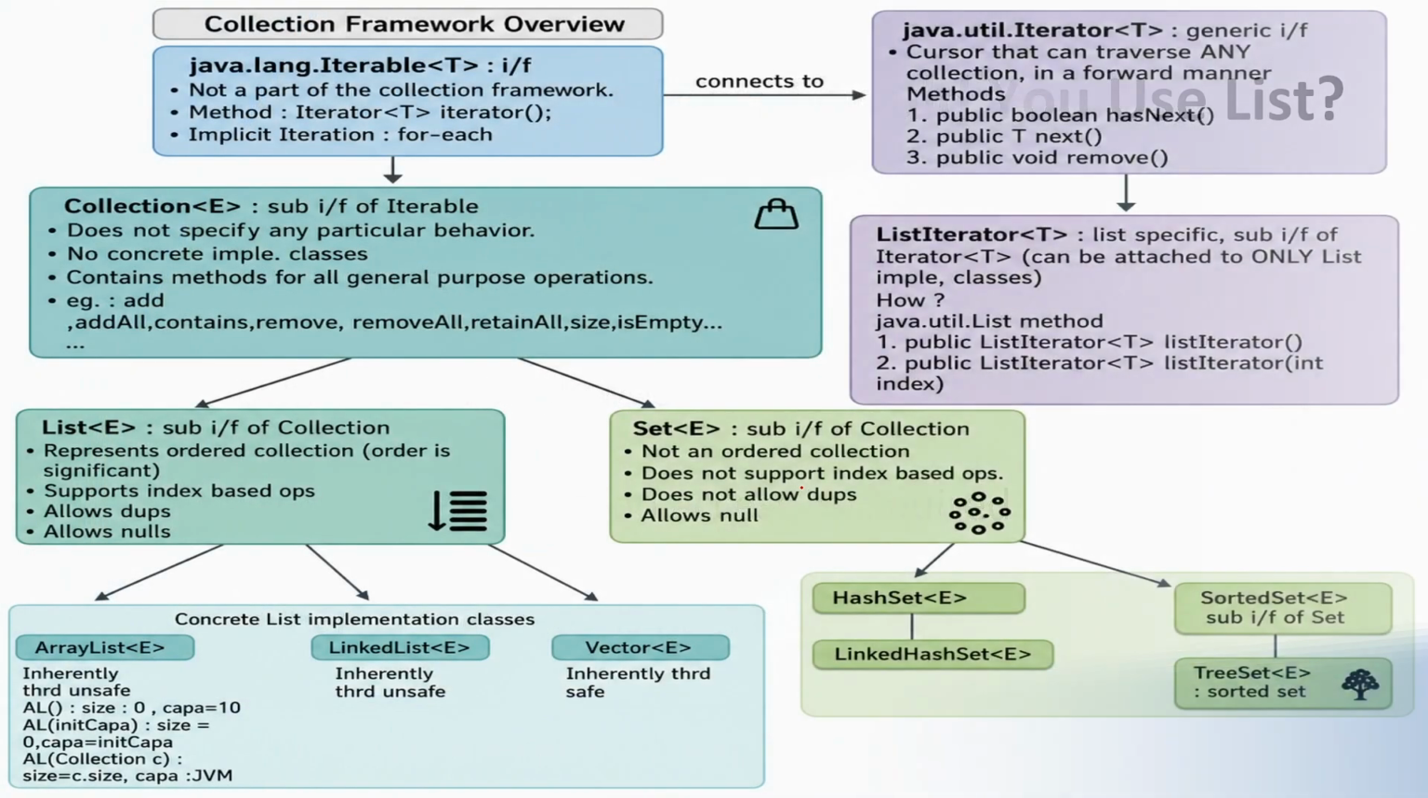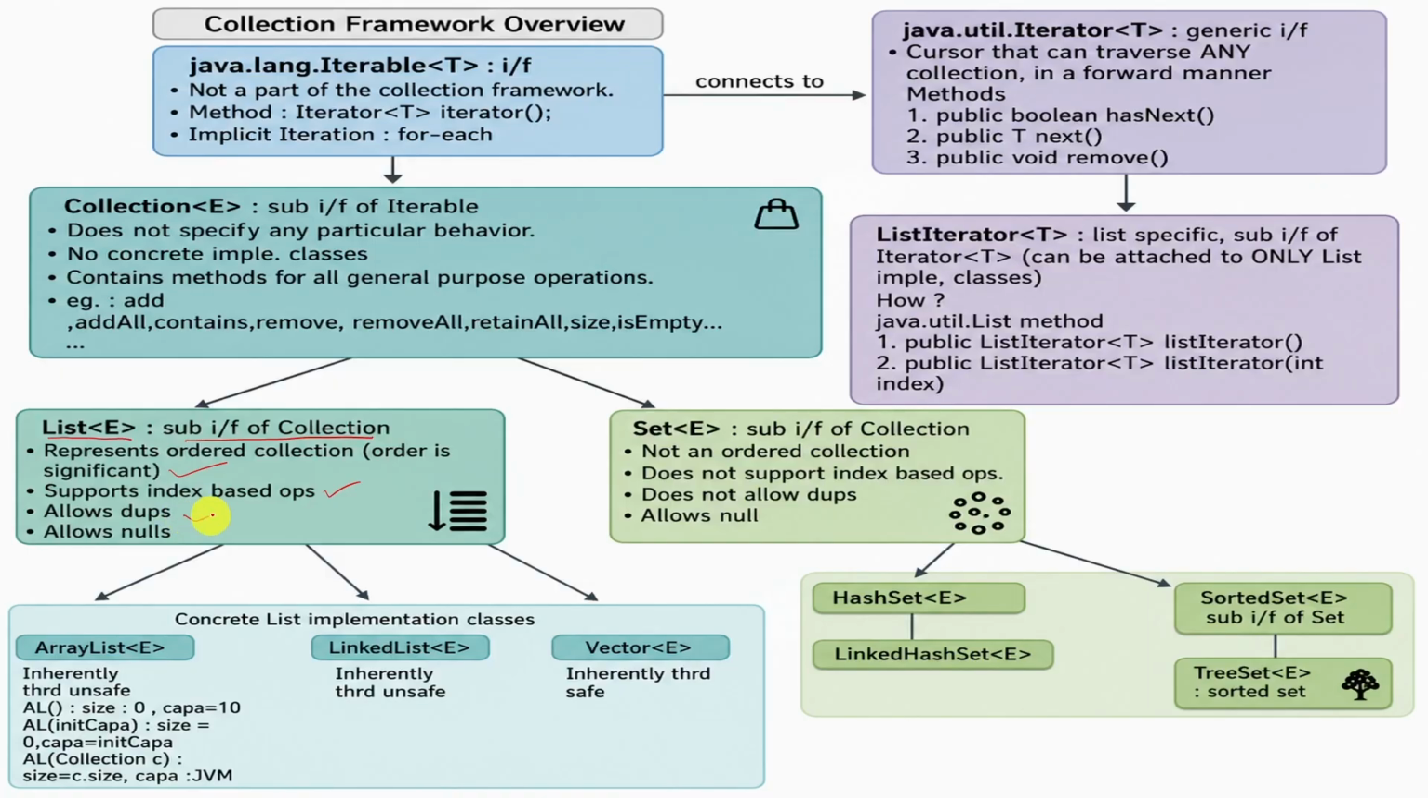So we have learned from this diagram. List we have covered as part of this video. List is what? A sub interface of collection. It represents an ordered collection, that is, order is significant. It will remember the order of insertion. It supports index based operation. That means based on index we can fetch the element.